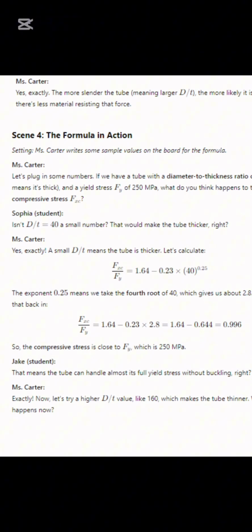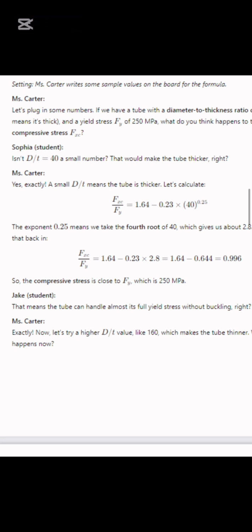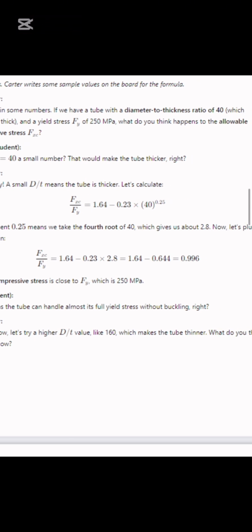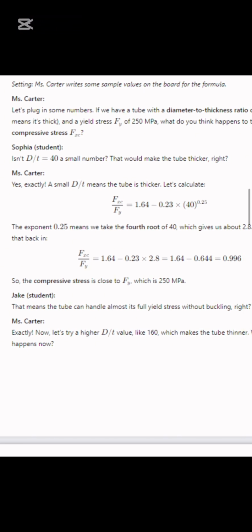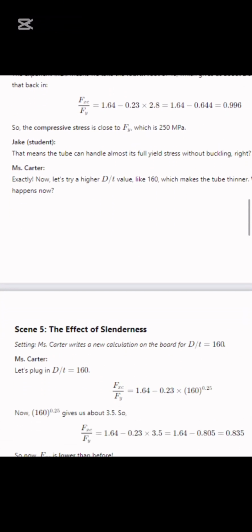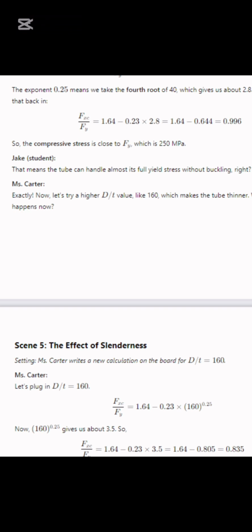Let's calculate Fx by Fy. The exponent of 1.25 means that we take the fourth root of the power of 40, which gives us about 2.8. Now let's plug that back in: Fx by Fy is equal to 0.996. So the compressive stress is close to Fy, which is 250. That means the tube can handle almost its full yield stress without buckling, right?